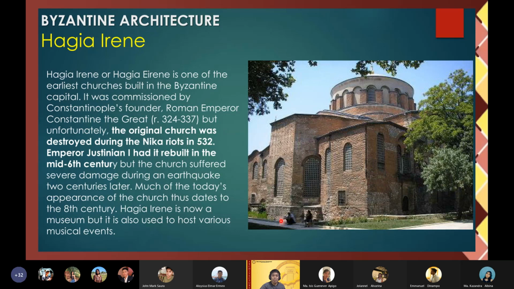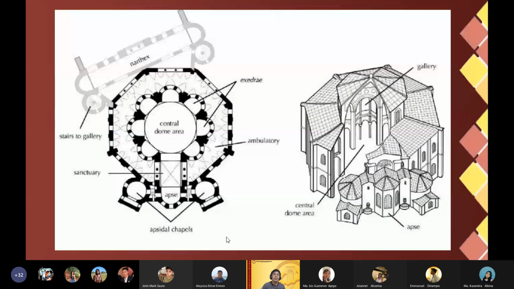If you notice the archways, the dome on drums, the materials used, the exterior is quite simple. So if you look at the plan, yan na yung plano. So you can see a lot of differences from the Byzantine architecture to the early Christian architecture.